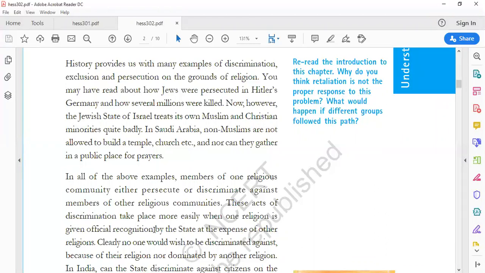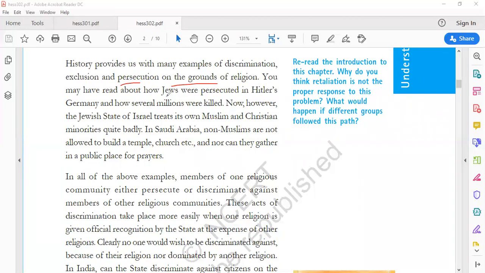There is still discrimination in India, but again I am telling you, achieving fundamental rights or equality is about struggle. History provides many examples of discrimination. Exclusion means leaving a community out, not including them in any way anywhere. Persecution means showing atrocities on them, on the grounds of religion.